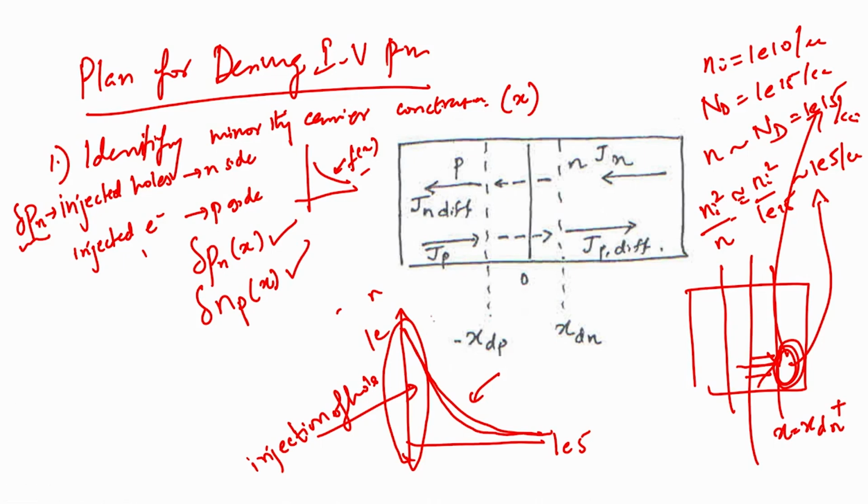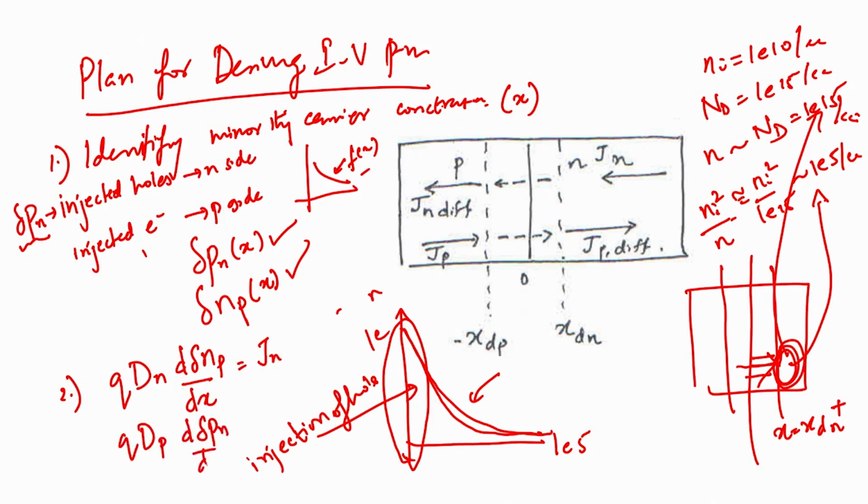And now, since they are going to vary with distance, there is going to be a diffusion current. So, how do we identify the diffusion current? It is proportional to q Dn d delta np by dx, that is the diffusion of electrons, and q Dp d delta pn by dx is the diffusion of holes. We are going to identify the diffusion current components and then add these two components to get the total current. So, very simple idea.